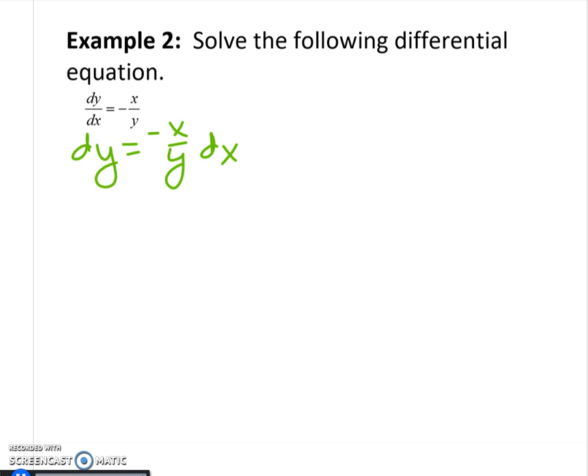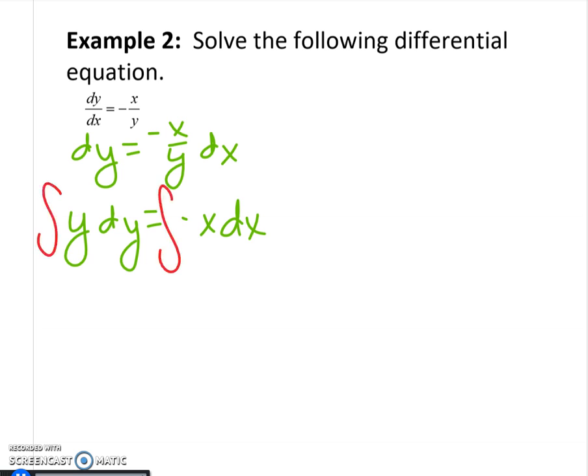So the only thing that needs to move at this point is that y. And since it's in the denominator, to move it to the other side, I would just multiply it to the other side. I have now separated my variables. All the y's are on one side, all the x's are on the other. So I'm now ready to integrate.